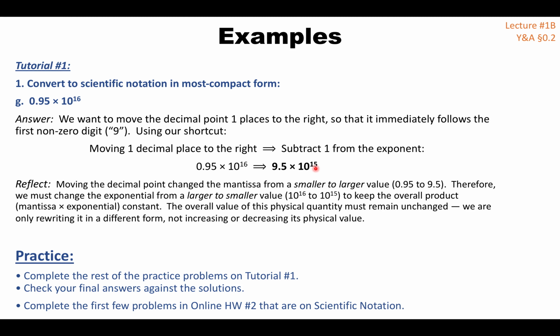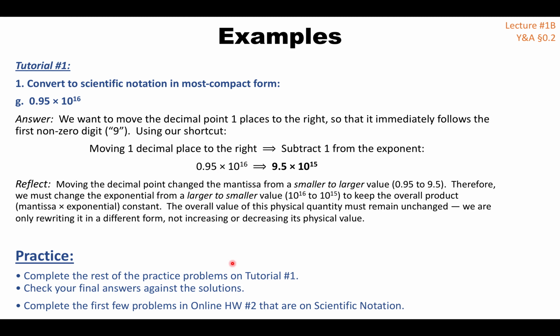If you forget the shortcut rule, you can try using a little bit of sanity checking and reflection and just ask yourself, oh, look, I made the mantissa bigger by moving the decimal point to the right. It went from 0.9 to 9. So therefore, I need to make sure I make the exponential portion smaller, so that when I multiply these two, the actual physical value never changes.